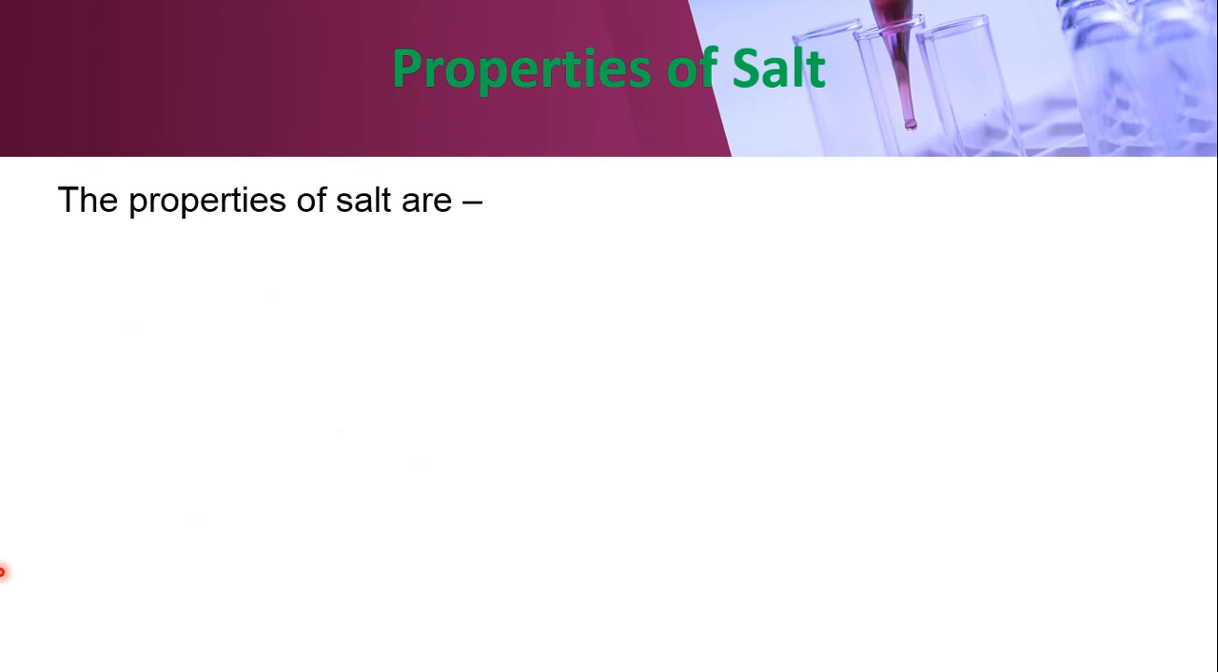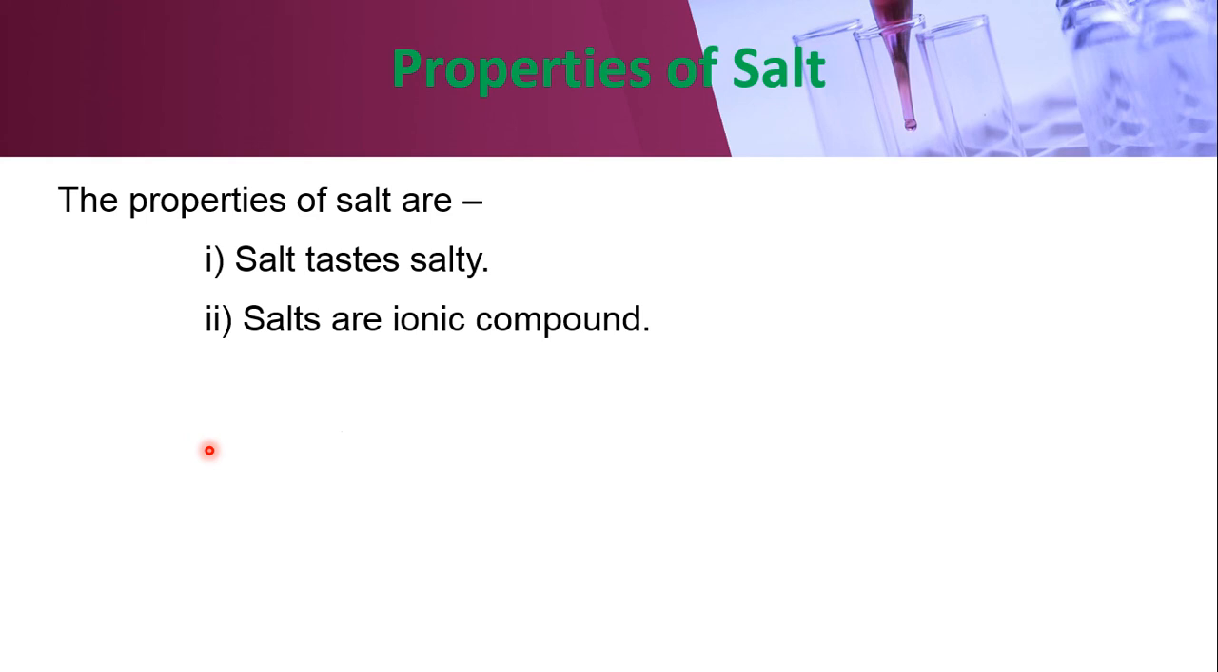Now, properties of salt. The properties of a salt are: salt tastes salty. We all know this, that the taste of salt is salty. Salts are ionic compounds. You know about ionic compounds. An ionic compound is a compound of a positive ion and a negative ion. Here in salt there is one metallic ion and one negative anion. This metallic ion is a positive ion, cation, and another ion that is anion.